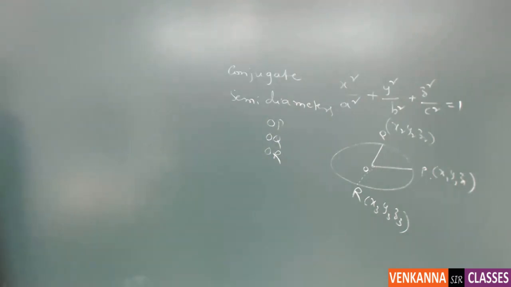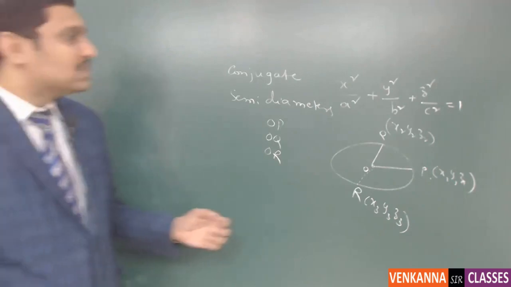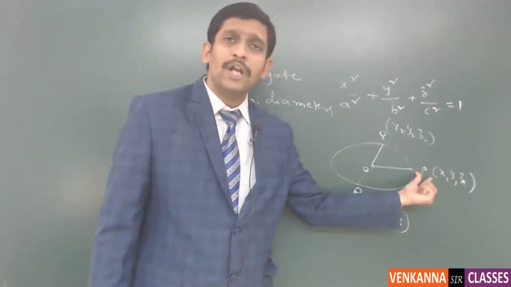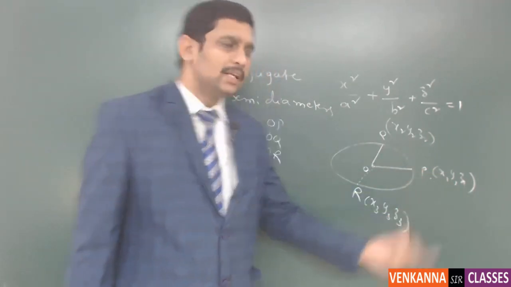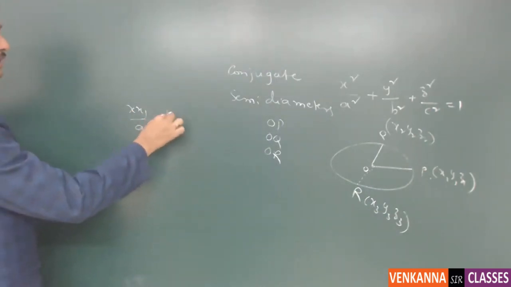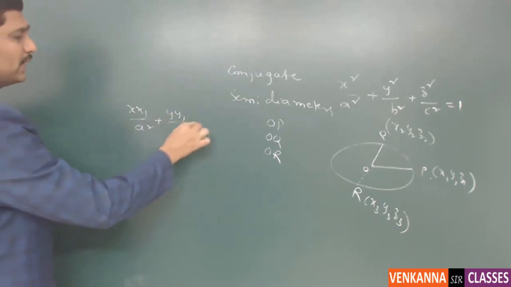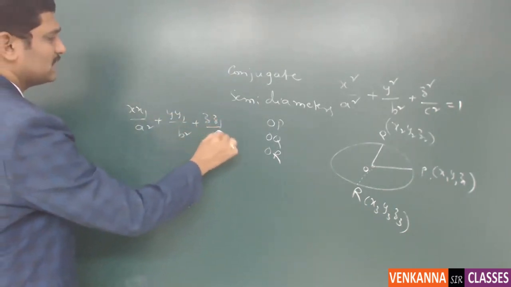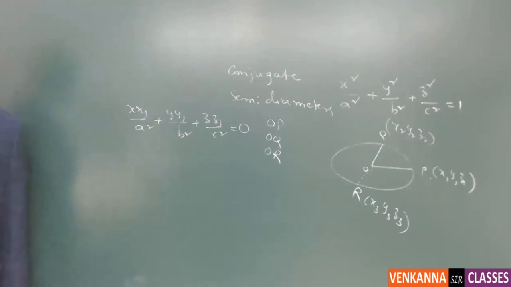So they will satisfy certain kind of properties. So you can consider the respective diametral plane equations. At the point P, the diametral plane is nothing but x1 by a square plus y1 by b square plus z1 by c square equal to 0.